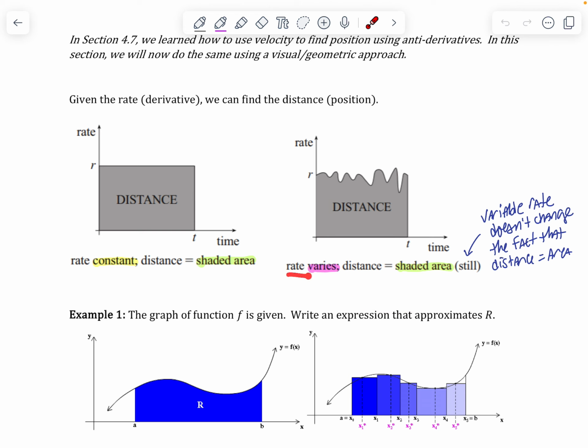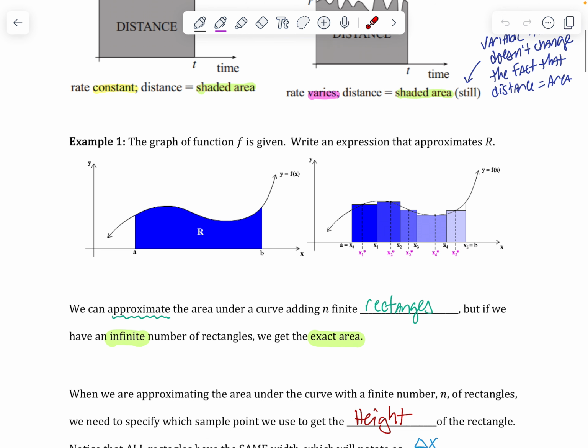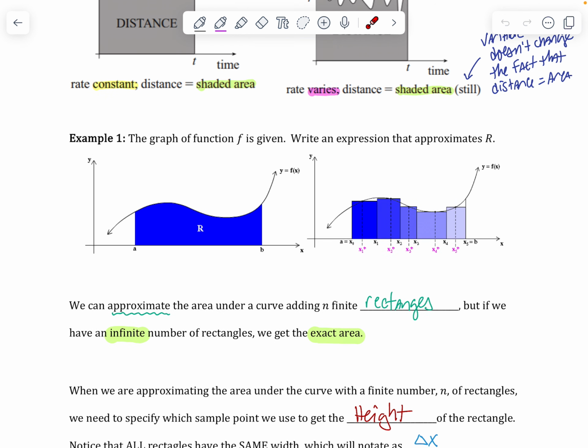The same thing is going to happen in this picture on the right, except rate doesn't tend to be constant. Usually it varies, and we see all sorts of increases and decreases, speeding up and slowing down, even if we're not in traffic. But it turns out the amount of distance we've traveled is still that shaded region. So the fact that the rate is changing doesn't change the concept.